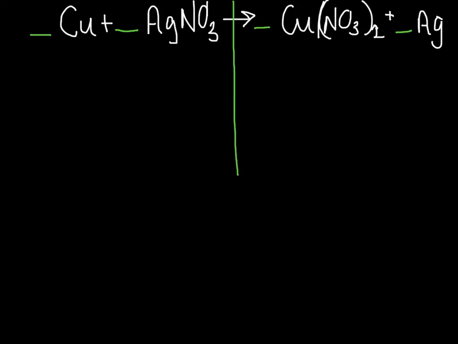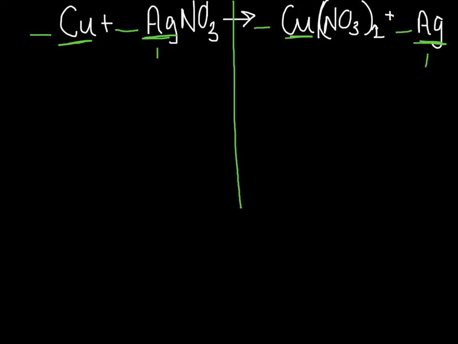I'll draw my line down the middle. We'll look at copper first, which is Cu. I have 1 on the reactant side, 1 on the product side. So right now those are balanced, 1 and 1. Since they're balanced, we can move on to the next one. Now we will look at Ag, our silver. There's 1 here, and there's 1 here on the products. So right now those are balanced also.